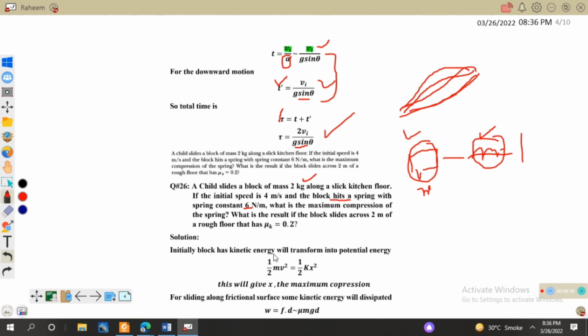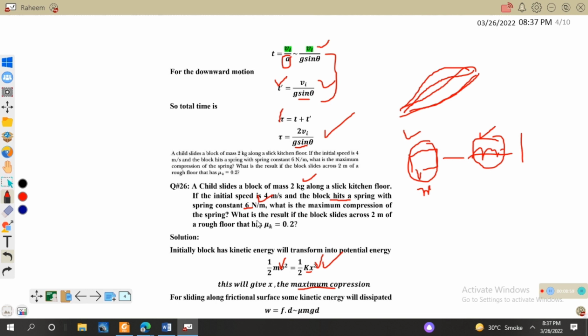So we can write and equate the equation for the kinetic energy of the moving block and the potential energy of the spring. So 1 by 2 mv square is equal to 1 by 2 kx square. This will give us the value of x, because we are given the spring constant, the initial velocity and the mass of the block, and so we can find the expression for the maximum compression. This is the first part of this question.